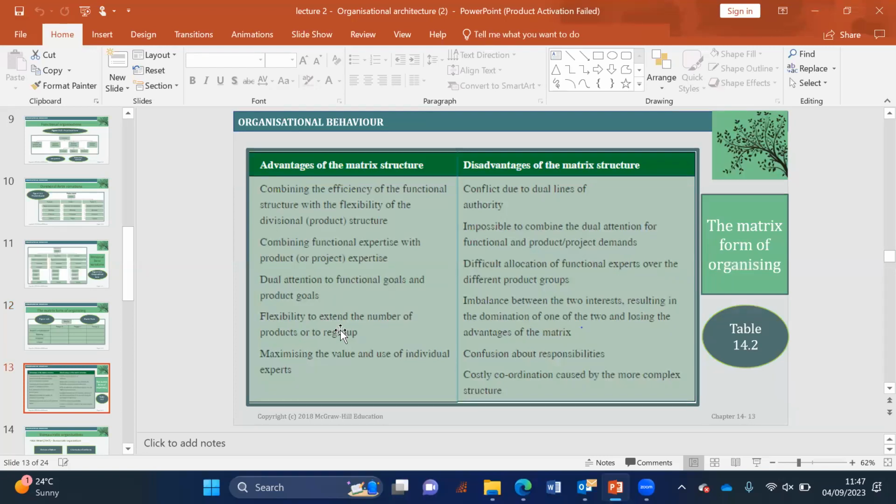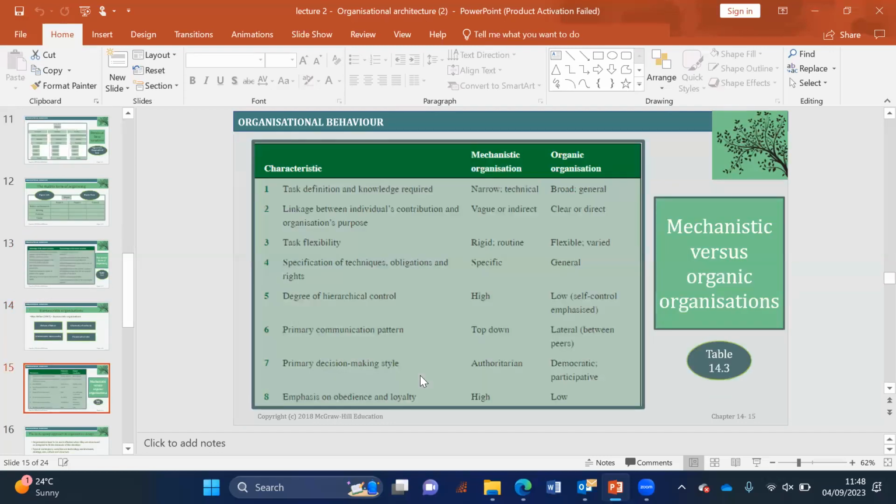Let's have some look at advantages and disadvantages of this matrix structure. So the advantages include combining the efficiency, having functional expertise, there's more attention to the goals, there's more flexibility, it maximizes the value. And when we look at disadvantages, like we said, there might be conflict because you have two managers, they might be asking you to do two different things. It's impossible to combine the attention. It's difficult to allocate experts, and there's an imbalance. There could be some confusion, and the coordination is going to become more complex or more difficult.